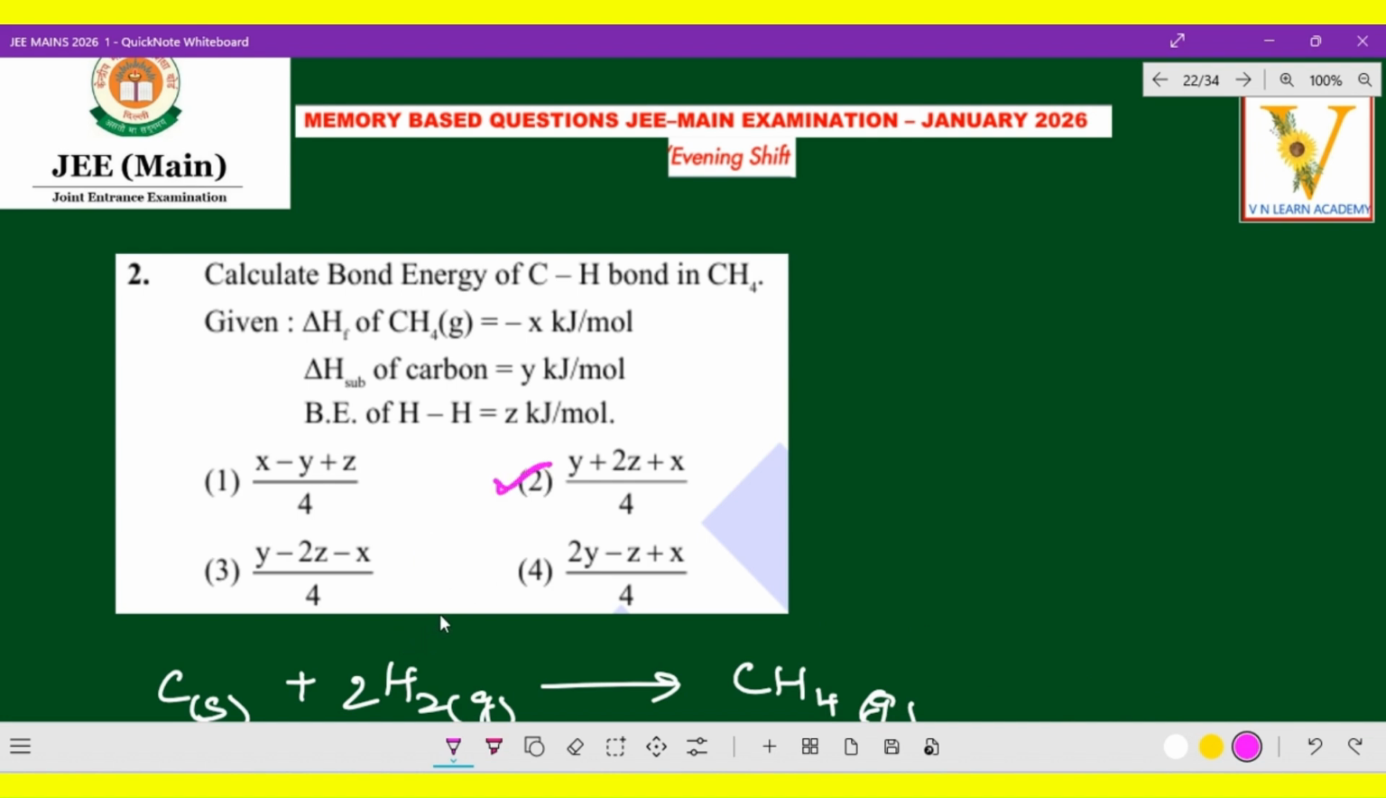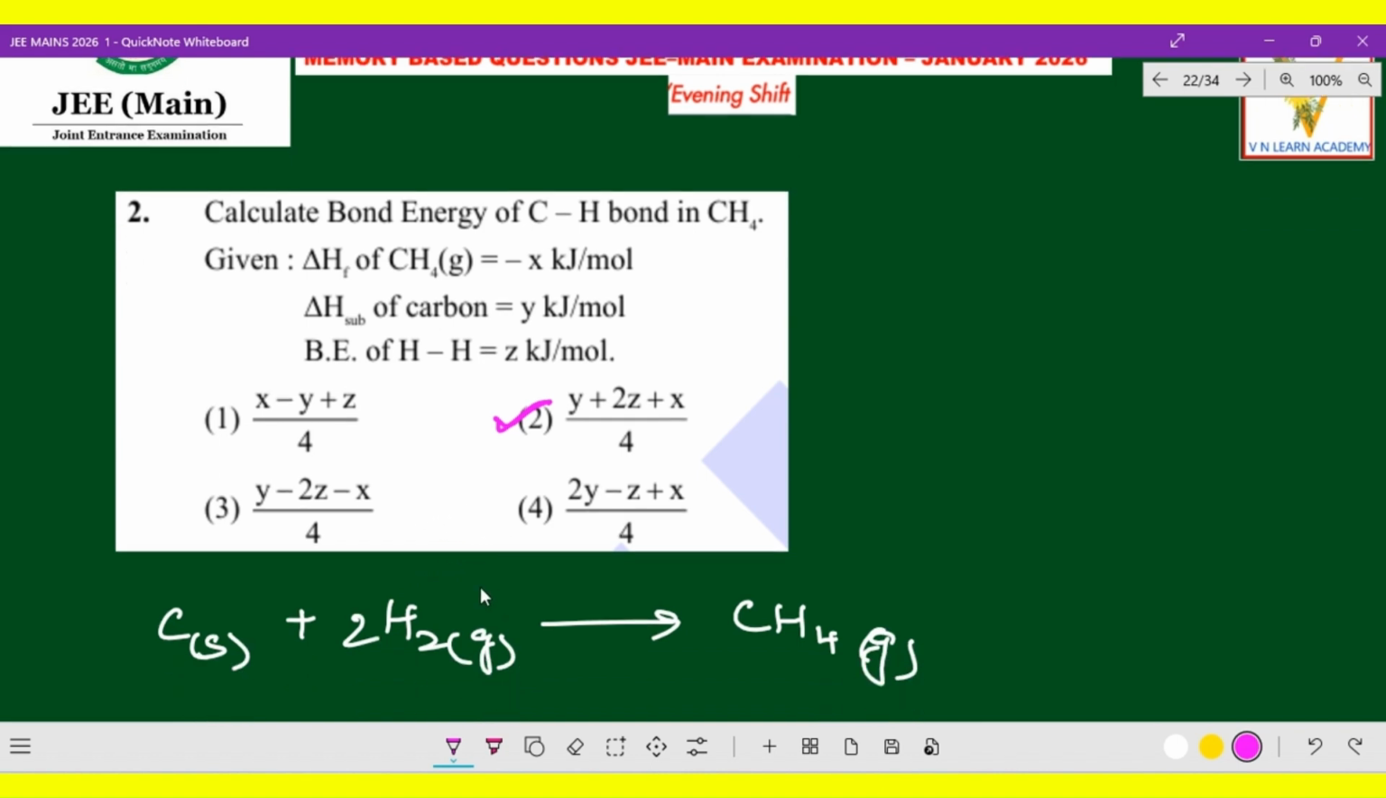See, this is a simple question. Hess's law you have learned, so through that idea you can solve this. While writing this equation only, you will come to know that idea. This is carbon and 2 H2, that is hydrogen, and you are getting the formation of CH4. Okay, hope you got the clarity. Come on, let us go to the next question.